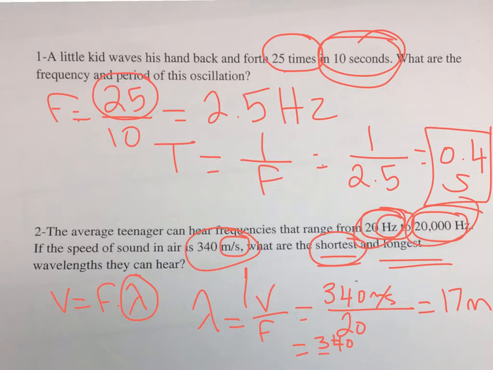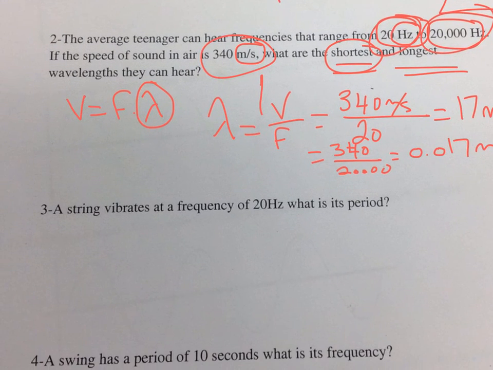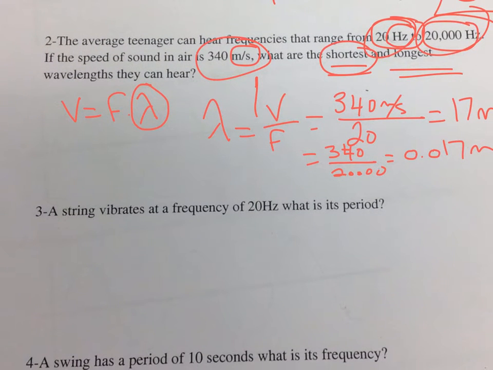Now, for the longest one, we're going to use velocity of 340 again, divided by the frequency 20,000, which is equal to 0.017 meters. Any questions? Okay, so the next question that some of you had asks us, a string vibrates at a frequency of 20 hertz. What is the period?